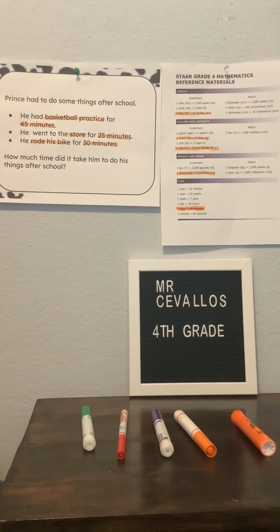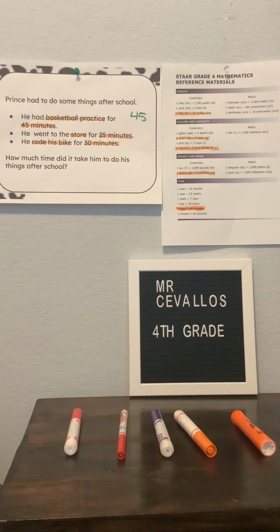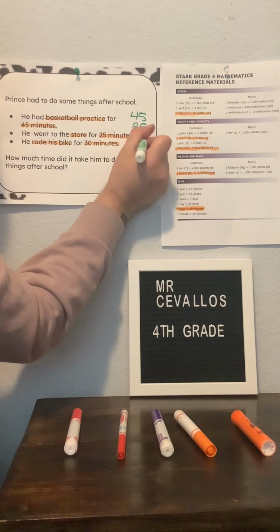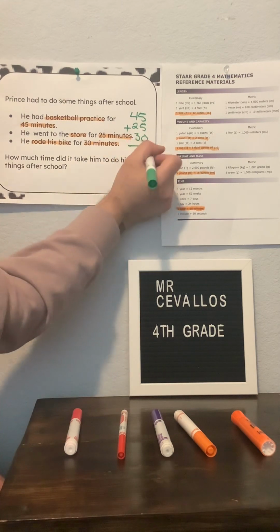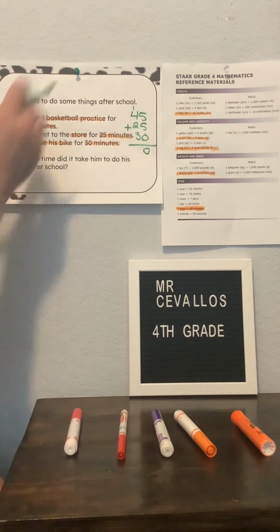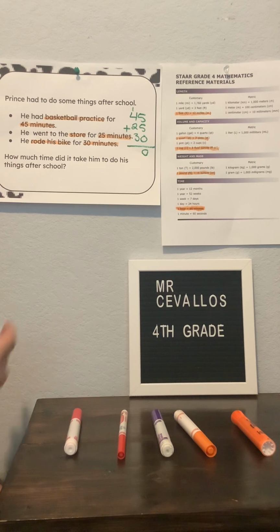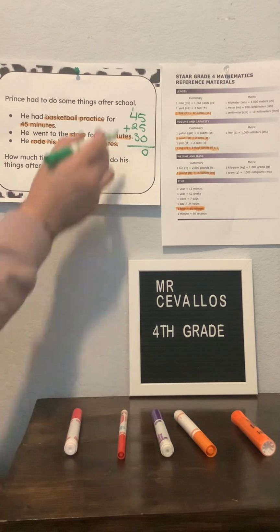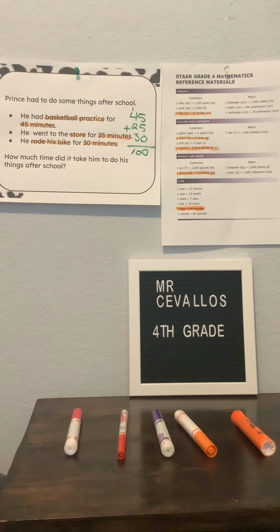So if I get 45 minutes, I'll do it right here. 45 minutes plus 25 minutes plus 30 minutes. And I add all those up. The sum of these three different numbers: 5 plus 5 is 10, so I put my 0 down and carry my 1. And 3 plus 2 is 5, and 5 plus 4 is 9, and 9 plus this 1 is 10. So now I have 100 minutes.